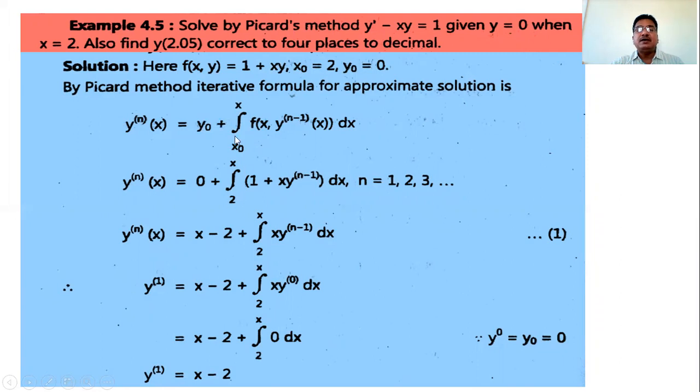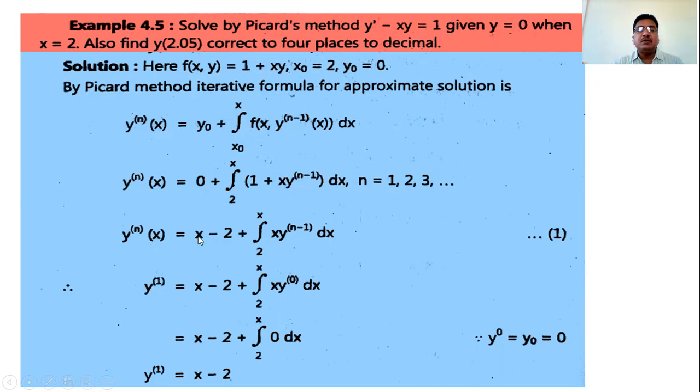Y naught is 0, then x naught is 2, so the integration from 2 to x of 1 plus x into y raised to n minus 1 dx, since f(x, y) is 1 plus xy, with x as x and y as y raised to n minus 1. N runs from 1, 2, 3, 4. If you substitute n equal to 1, we get the first approximation.